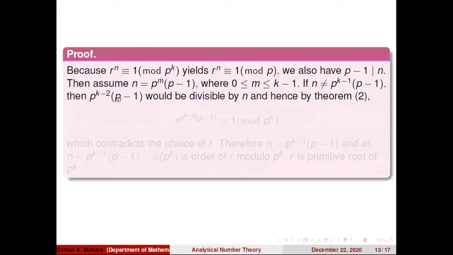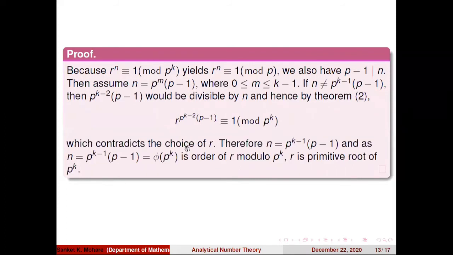But here we reach that this is congruent. So that's why this is a contradiction. Whatever we choose as r, it is incorrect. So as this is congruent to 1 modulo p^k, this contradicts the choice of r. Therefore n must be equal to p^(k-1)(p-1). Our assumption that n is not equal to p^(k-1)(p-1) is wrong. So n must equal p^(k-1) into (p-1).